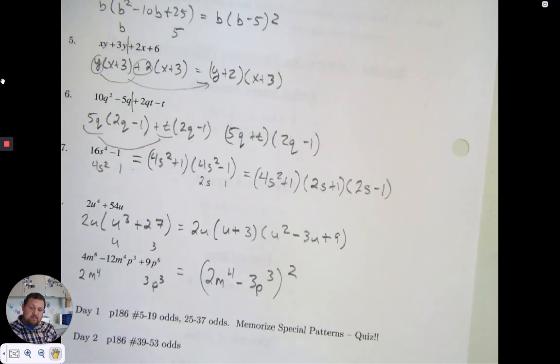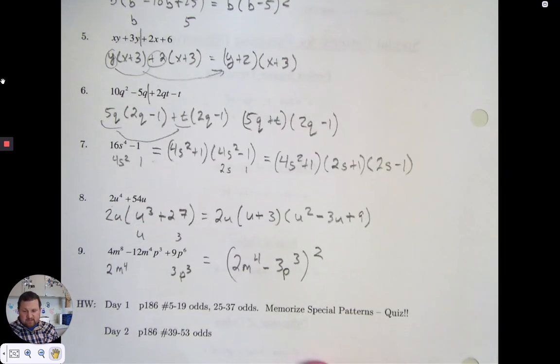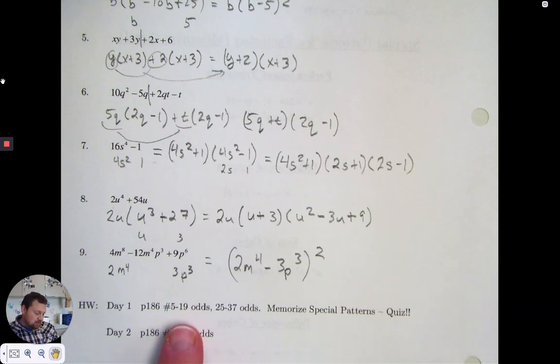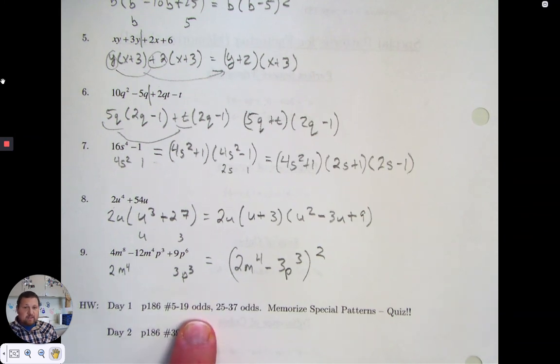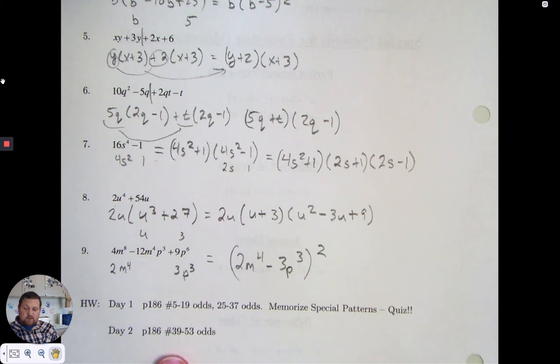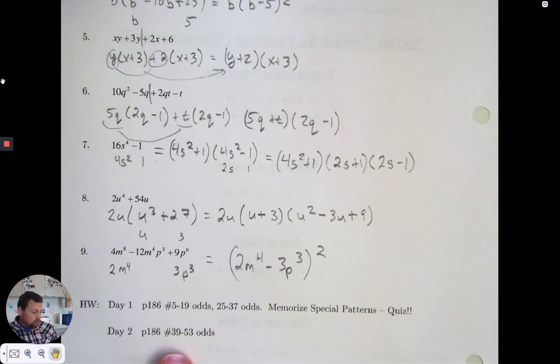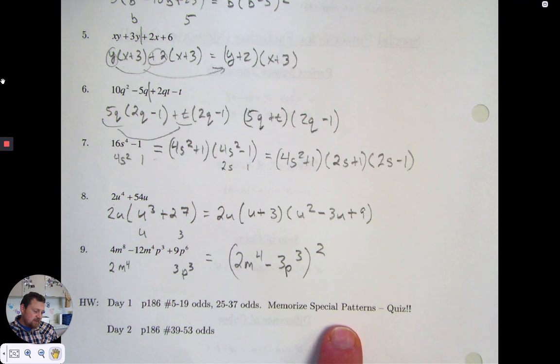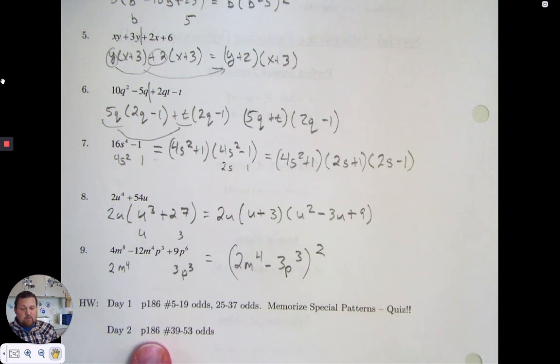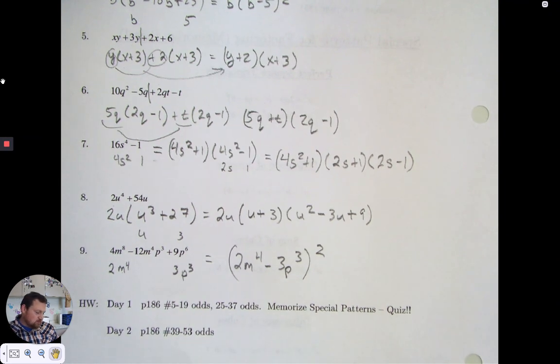So again, take your time, memorize those patterns. And this is our assignment for tonight. We're going to take a quiz in class tomorrow. You can use the formulas on that one. Then we're going to do these for homework, and then the following day we'll take a quiz where you can't. So first day you get the patterns. Second day they have to be memorized, or else you'll get them wrong.